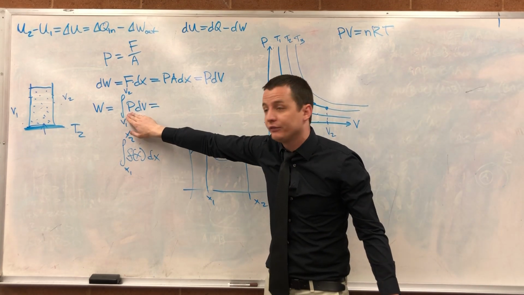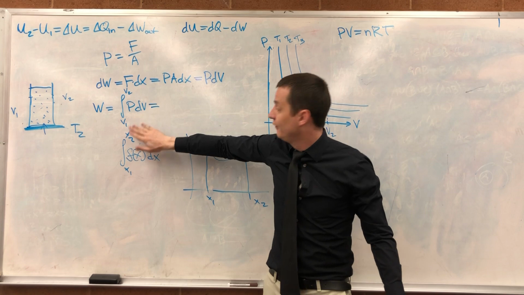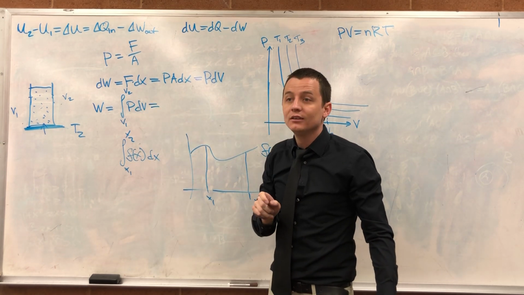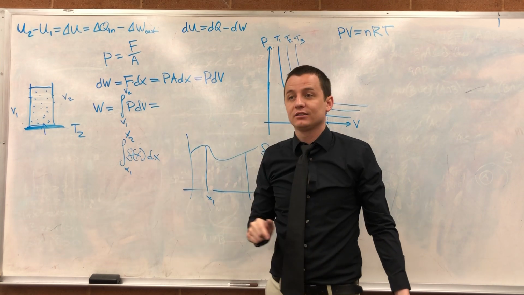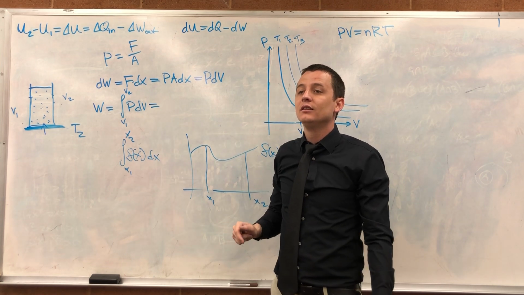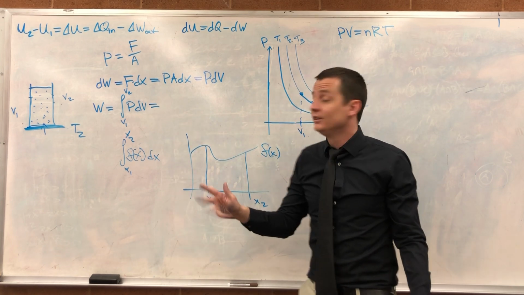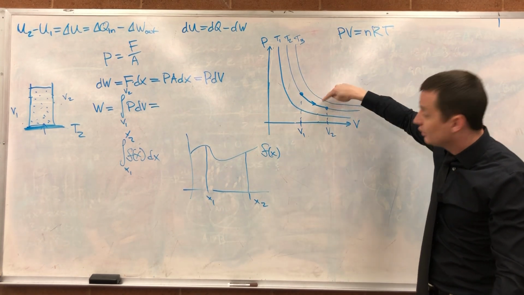Pressure, some function in terms of volume, dV, from V1 to V2. Replace your V's with X's, and replace your P with an f of x. But your P isn't with respect to X or to volume. Your pressure changes with volume. Your pressure is changing as volume changes.